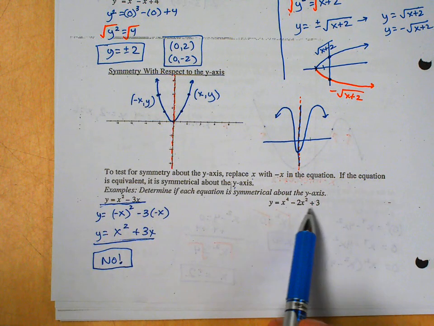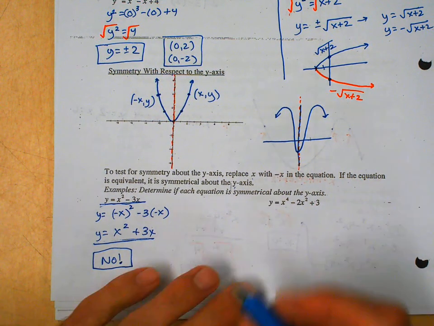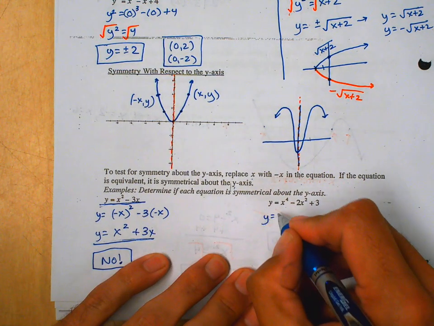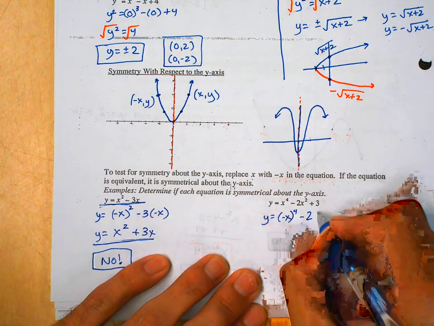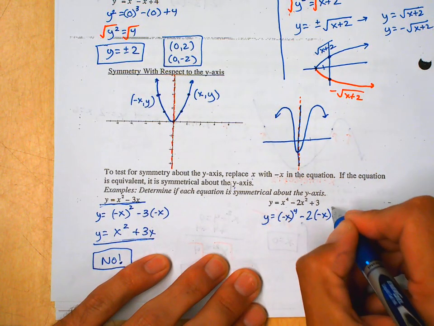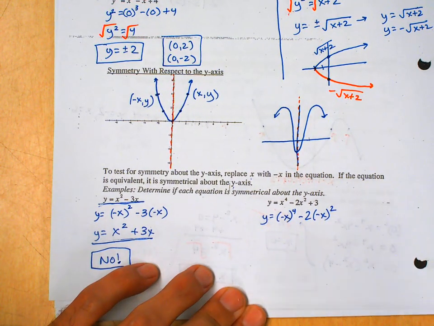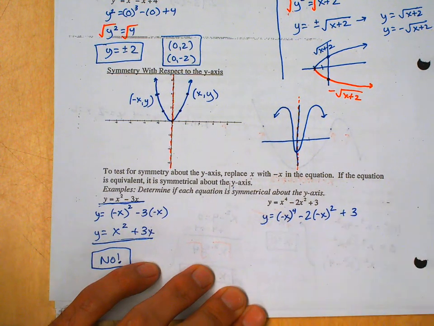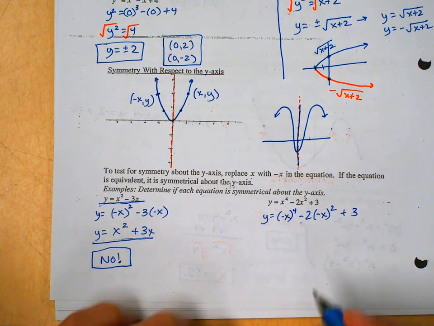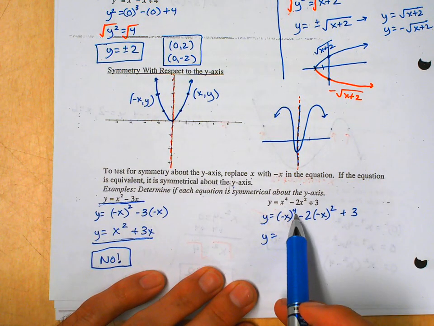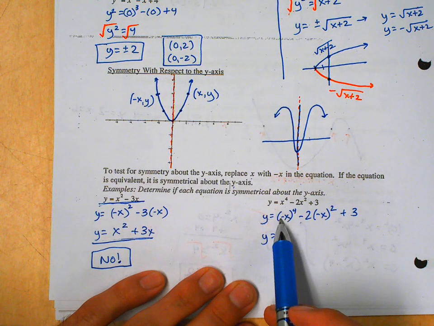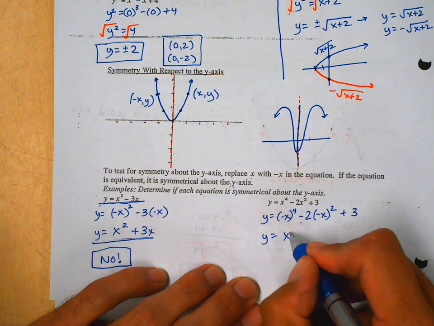Now, over here, same test. Plug negative x in. Y equals negative x to the fourth minus 2 times negative x squared plus 3. And then we'll simplify as much as we can. We have y equals the power of 4 means there's 4 negatives, meaning they'll all pair up and cancel out. So that's going to become positive x to the fourth.